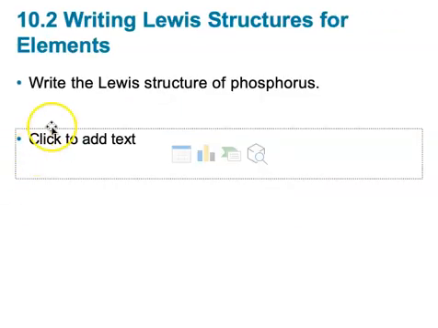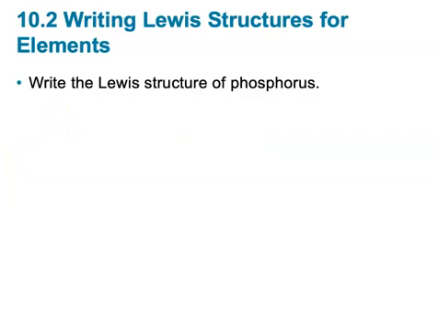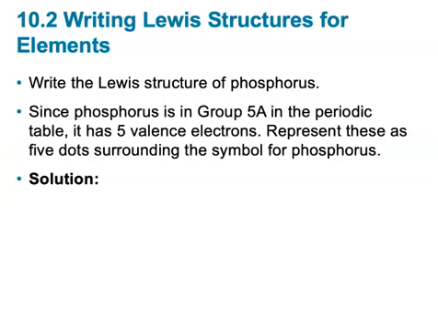So let's take a moment to practice by writing the Lewis structure for phosphorus. Since phosphorus is a group 5 non-metal on the periodic table, it has 5 valence electrons. We're going to represent these as 5 dots surrounding the symbol for phosphorus. So it should look something like this.